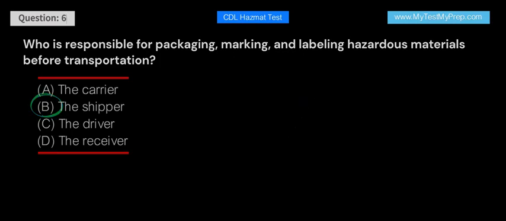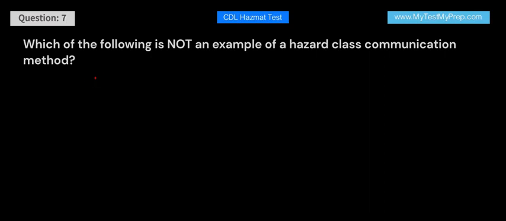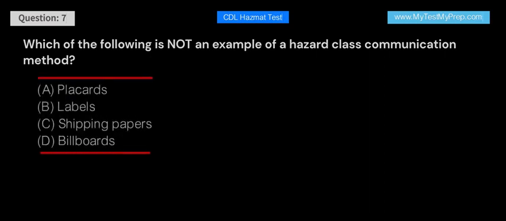Answer: B. The shipper is responsible for packaging, marking, and labeling hazardous materials before transportation. This ensures that the materials are properly prepared for transport and helps prevent accidents and incidents. Which of the following is not an example of a hazard class communication method? A. Placards. B. Labels. C. Shipping papers. D. Billboards.